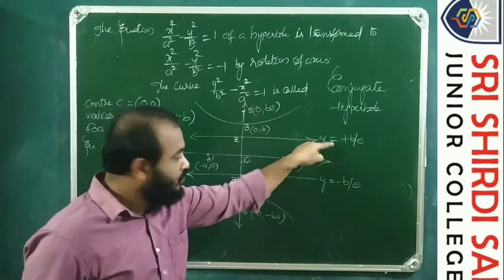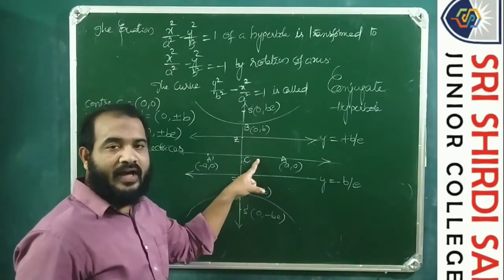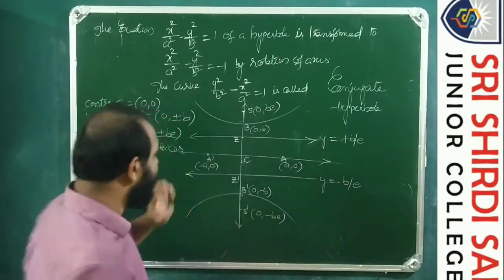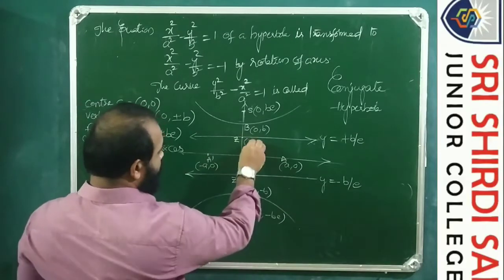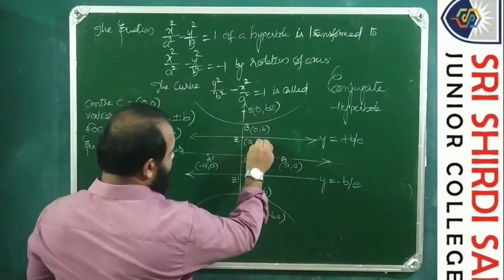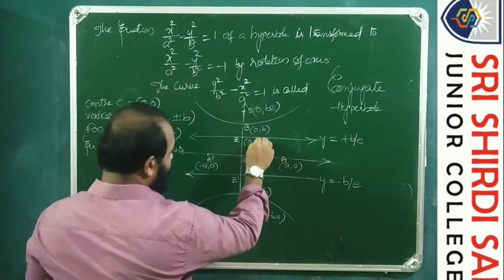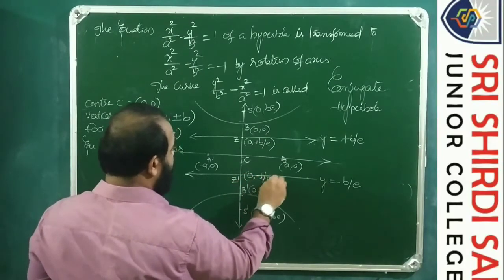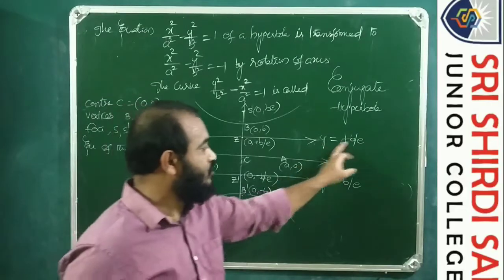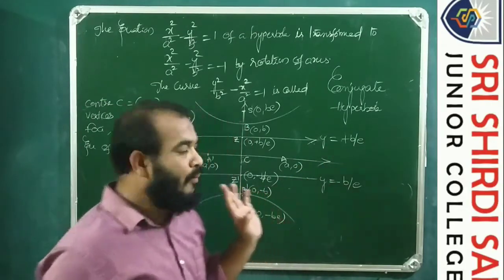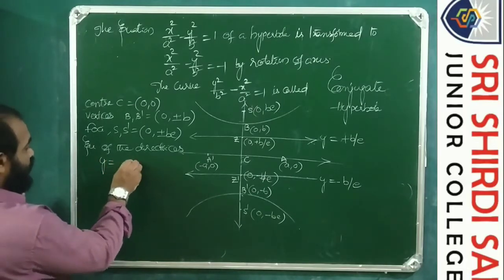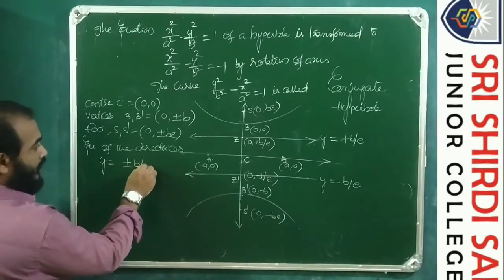This line is parallel to the x-axis. Any line which is parallel to the x-axis is of the form y equals to k. So y is equals to, this is 0 comma minus b by e, plus b by e. This is 0 comma minus b by e. So y is equals to b by e, y is equals to minus b by e. So y is equals to plus or minus b by e.